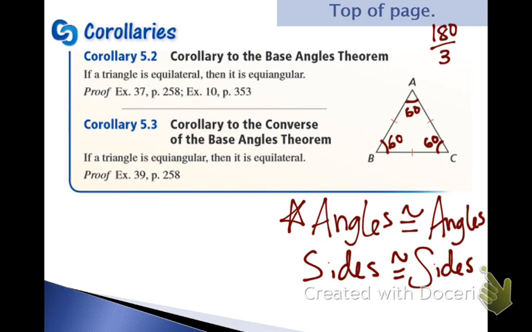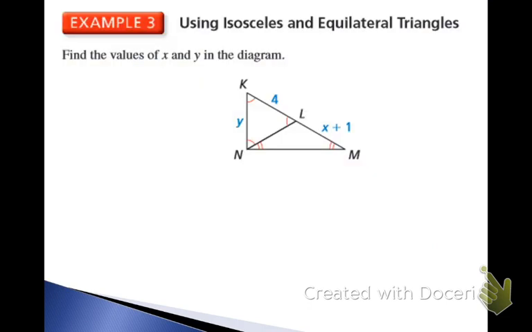The sides, however, will not be 60. The sides will be whatever it says. Pick a number, any number. 23, she says. So if AC's length is 23, all of the rest of the sides would be 23. Okay, so the angles will always be 60, the sides will change. So we're going to use this in the following problem.